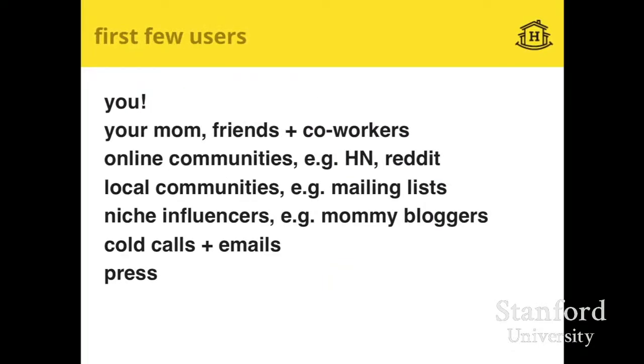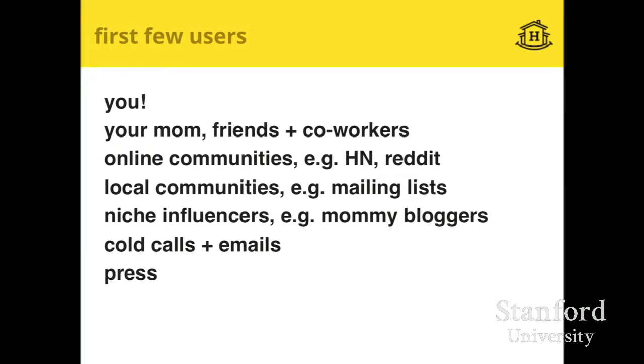So your first few users should be the obvious people, the people that you're connected with. Obviously, you and your co-founder should be using it. Your mom and dad should be using it. Your friends and coworkers should be using it. Beyond that, you want to get more user feedback. And so I've listed here some of the obvious places to go to. And depending on what you're selling, you can take your pick of the draw here.